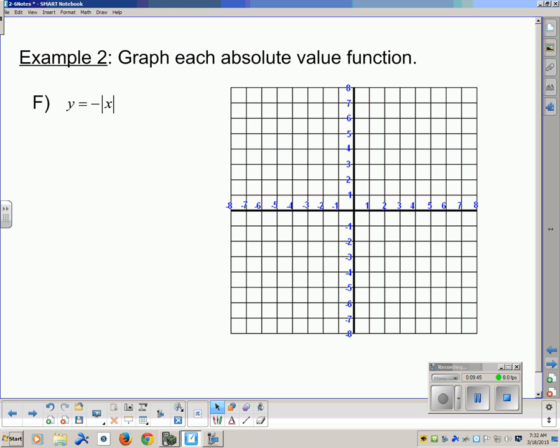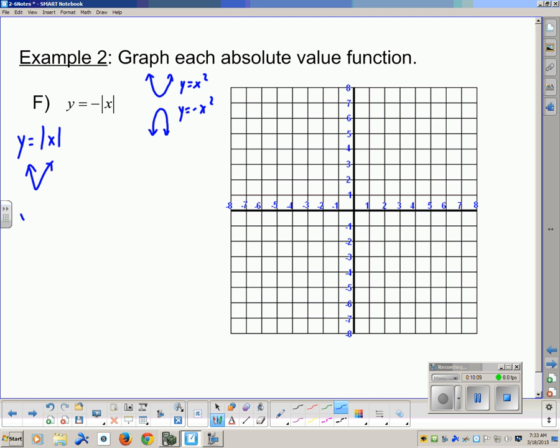All right, so now what happens when there's a negative on the outside? Well, if you remember, negatives on the outside with parabolas: if you had a quadratic here, and I told you this one was y equals x squared, and this was negative x squared, remember, that's going to open downward. Well, the same thing is going to happen with the absolute value. So absolute value of x is going to look like this, but y equals negative 1 times the absolute value of x is going to be upside down.